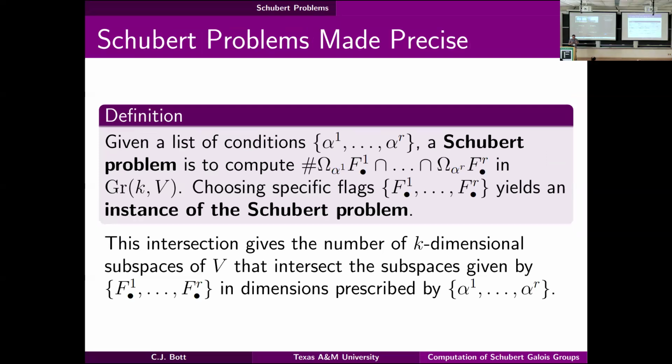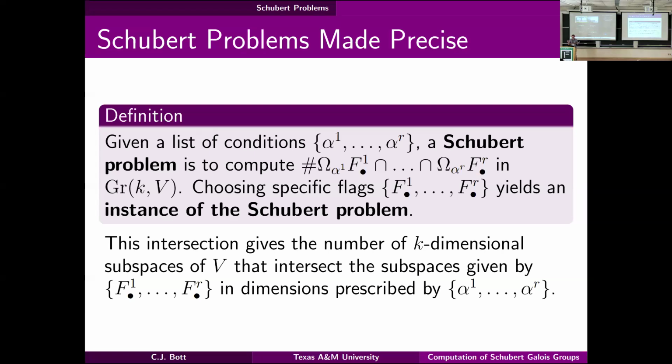So again, a Schubert problem is not just one of these, but you give a list of conditions, and what you want to do is you get a Schubert variety for each, and you intersect all of these Schubert varieties together, hopefully getting a 0-dimensional set, and then this is going to be what we call a Schubert problem. And if you specify specific flags, we call this an instance of the Schubert problem.